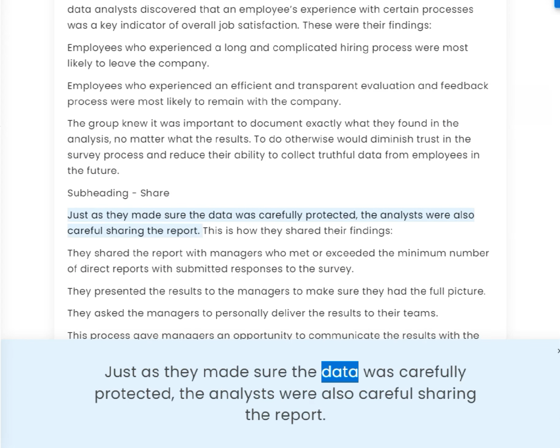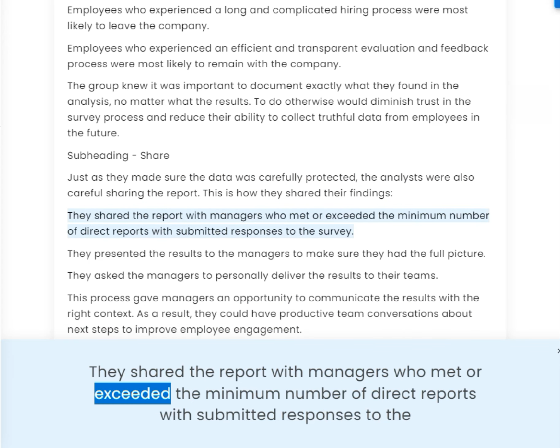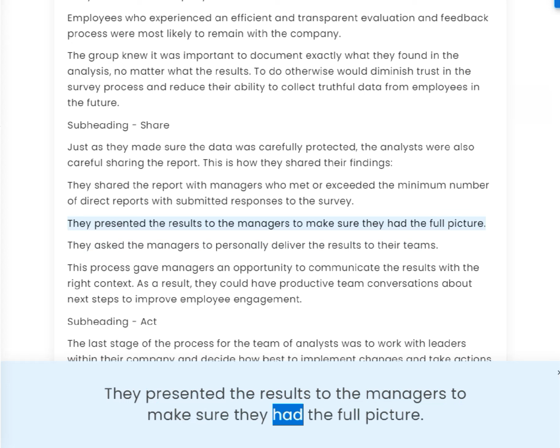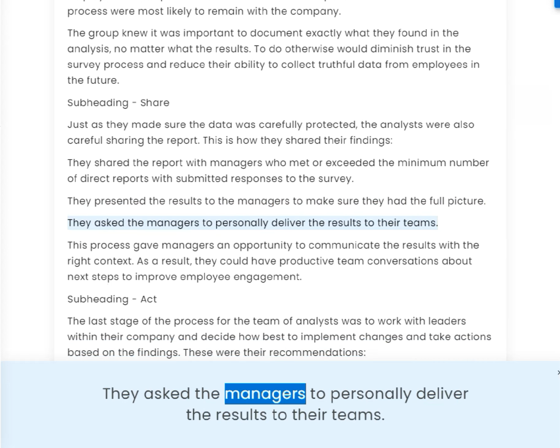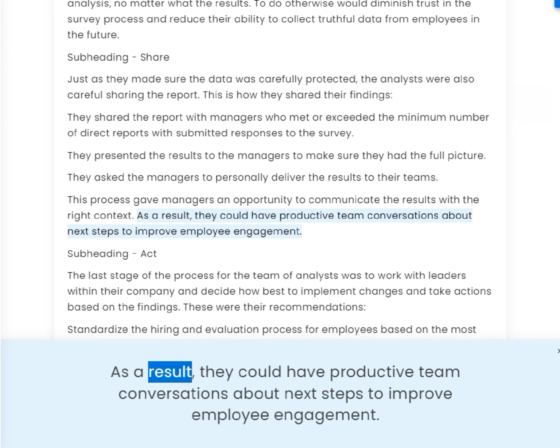Step five, share. Just as they made sure the data was carefully protected, the analysts were also careful sharing the report. This is how they shared their findings. They shared the report with managers who met or exceeded the minimum number of direct reports with submitted responses to the survey. They presented the results to the managers to make sure they had the full picture. They asked the managers to personally deliver the results to their teams. This process gave managers an opportunity to communicate the results with the right context. As a result, they could have productive team conversations about next steps to improve employee engagement.